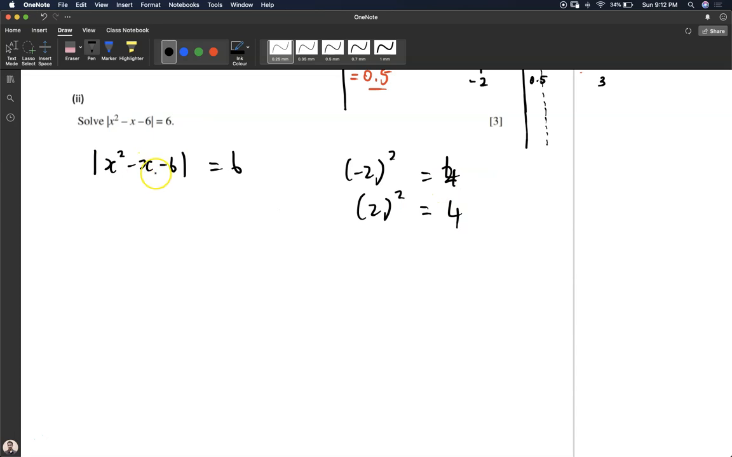Very similarly, for a modulus function, if I have a negative 2, I'll get a 2. If I have a positive 2, I'm also going to get a 2, right? So there are 2 ways to break it down. I'm just going to make sure that I break it down. A careless mistake is not breaking down into the 2 positives and negatives. So step 1, do that.